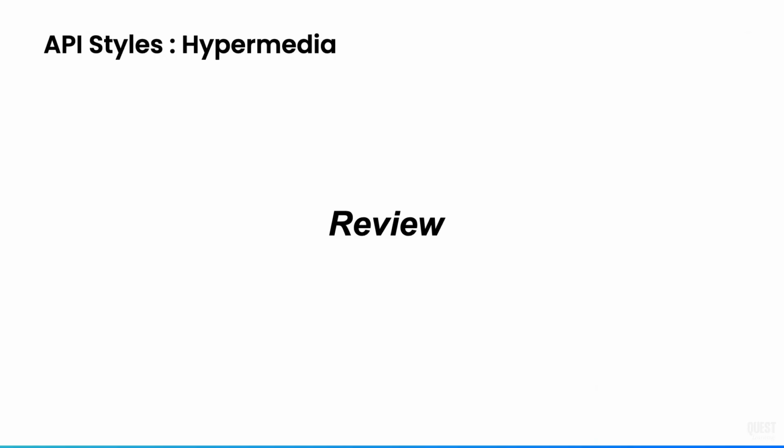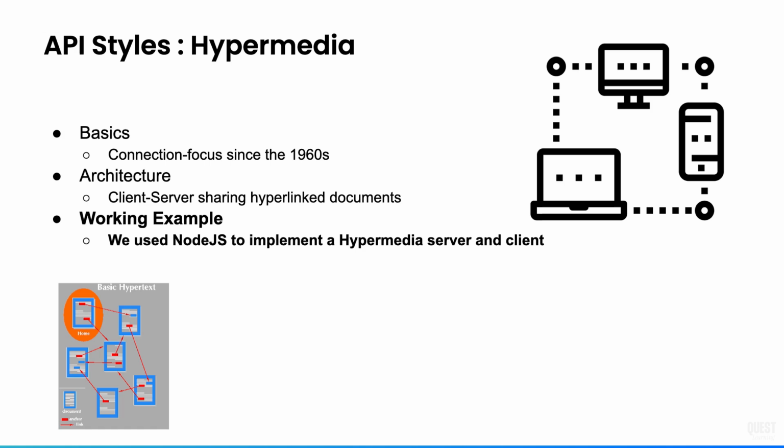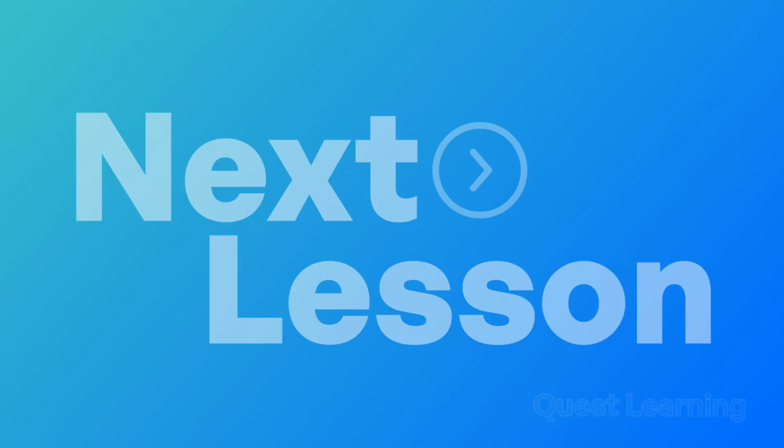All right, let's review what we've learned so far. Hypermedia APIs are connection focused and have been since the 1960s. We have more than half a century of experience in creating Hypermedia APIs. The architecture is based on clients and servers sharing predefined message formats such as HTML or HAL or Siren and so on and so forth. And we looked at a working example of implementing a Hypermedia API server and client using Node.js. And that's the Hypermedia API style.